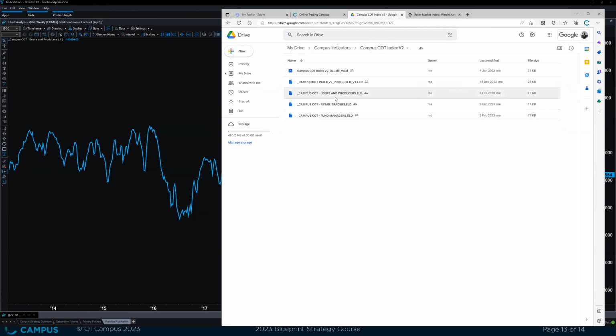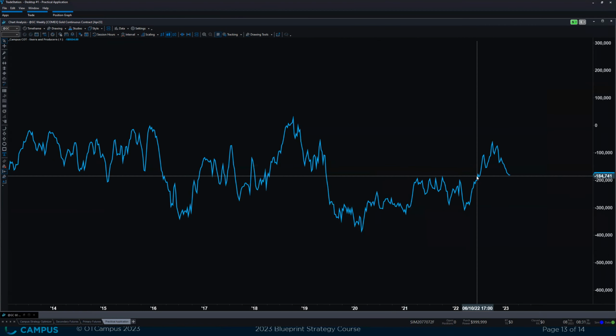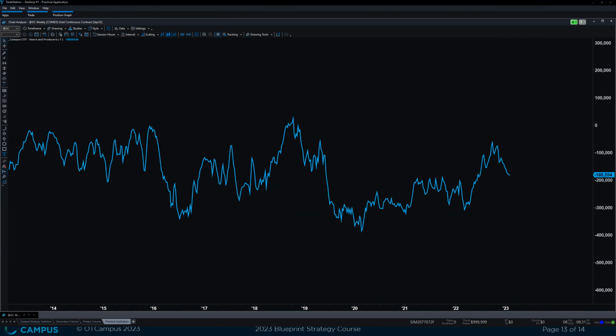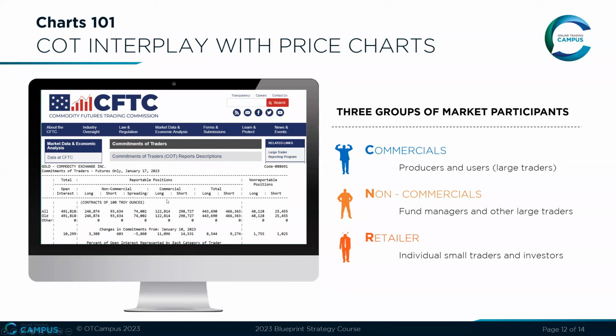In fact, these are pretty newly created. I just added them a week ago or so. Right, so what we can see right here is the COT report for the users and producers, and it's the net COT data. What's the net COT data? Well, if you're looking at all their longs, 122,814 contracts long versus all of their shorts, 298,727 contracts short, you take the longs and subtract the shorts, and what's left is their net position in the market.